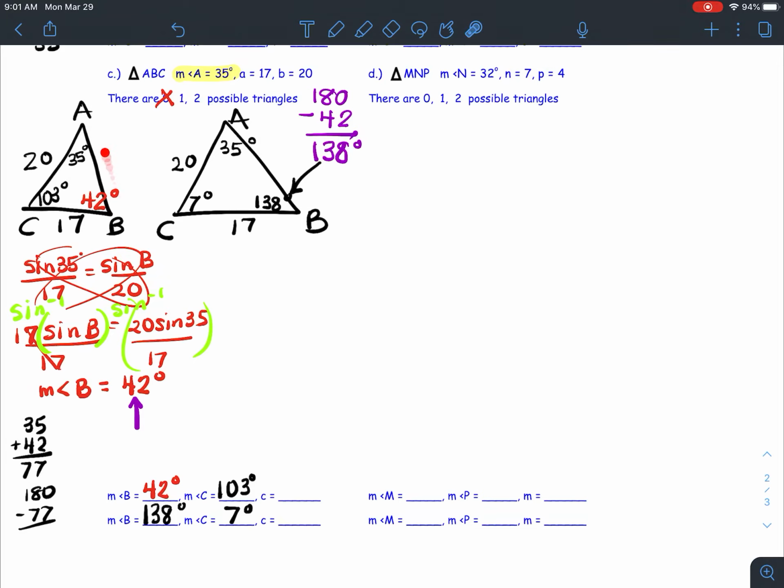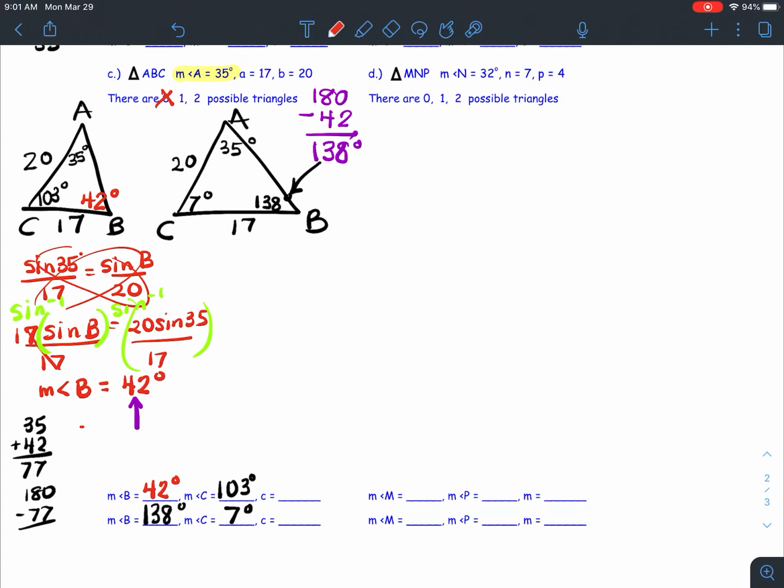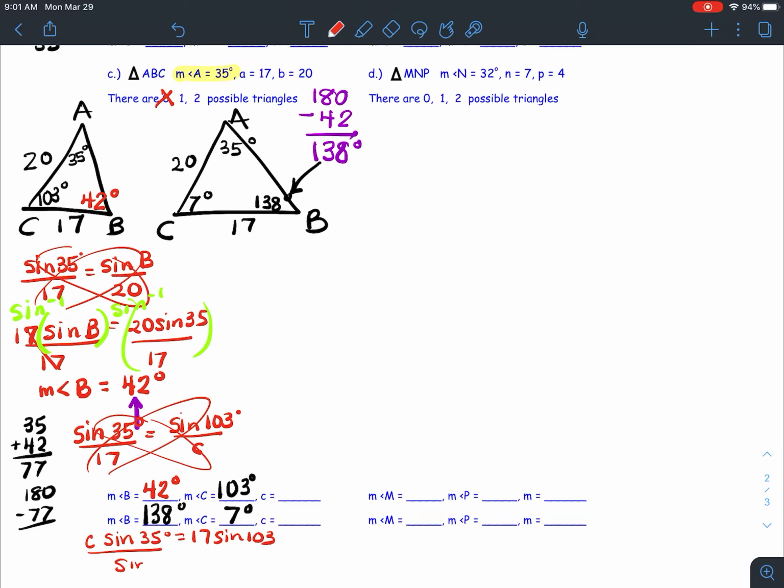One last thing we have to solve in this triangle, and that would be side C. So we're going to set up another proportion here. We're going to use the initial givens, sine of 35 over 17, and we're going to set that equal to sine of 103 over side C. Again, we're going to cross multiply. Divide by sine of 35. This is going to give you side C to roughly be 28.88 units. So I'm going to add that on the blank and on the picture.